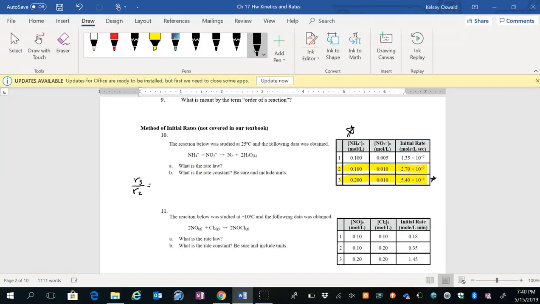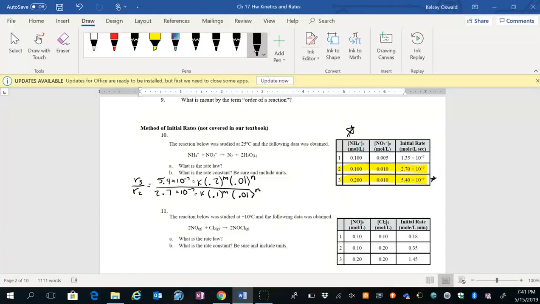All right, so we're going to write our rate law for each. For experiment 3, we have 5.4 times 10 to the negative 7 is equal to our constant times the concentration of NH4 plus, or 0.2, raised to some power, times our concentration of NO2, 0.01, raised to some power as well. We're going to do the same thing for reaction 2. Their rate is 2.7 times 10 to the negative 7, set equal to K times our concentration of NH4 raised to some power, times our concentration of NO2 raised to some power.